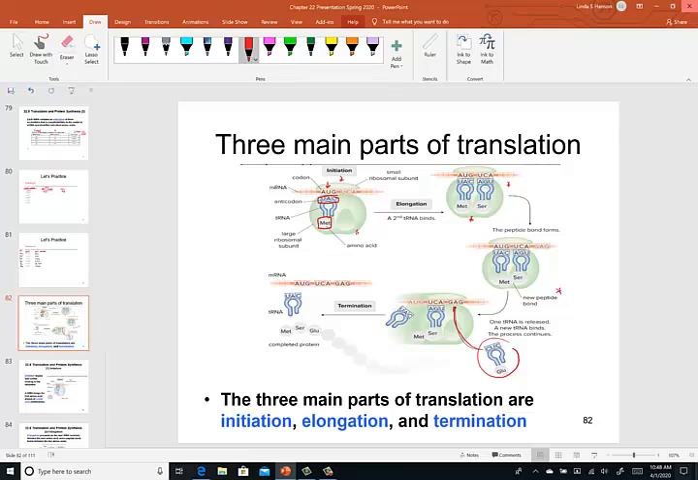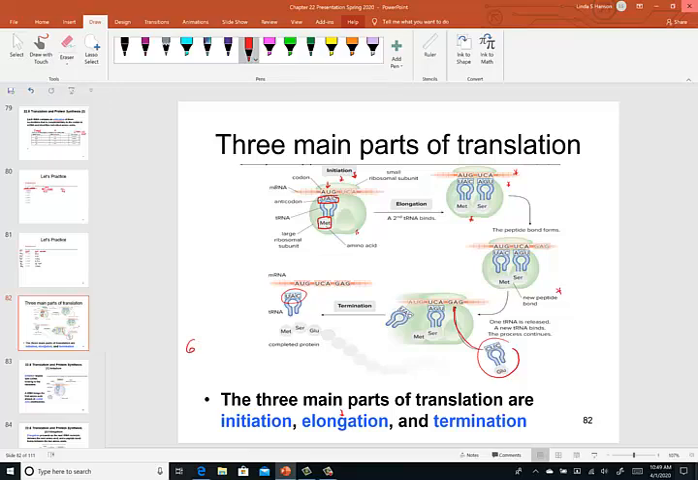So the three main parts of translation are shown on this page. We have an initiation code, the very beginning of the protein synthesis. The protein grows through the process of elongation, where one amino acid is brought just by reading the code from the messenger RNA. Amino acids are brought based on complementary base pairing. And finally, we get a code that's going to terminate the protein synthesis.